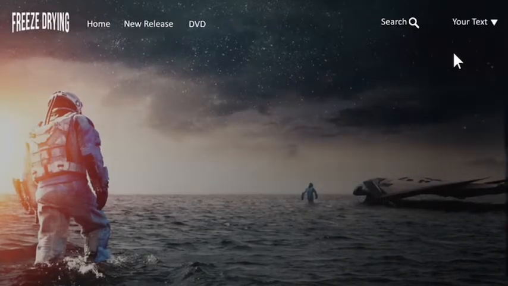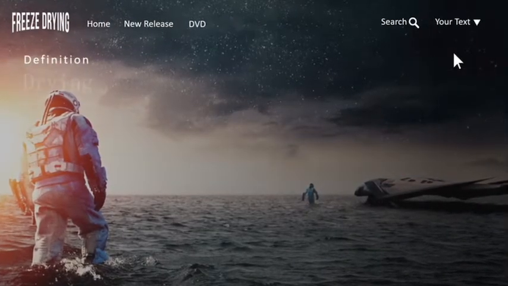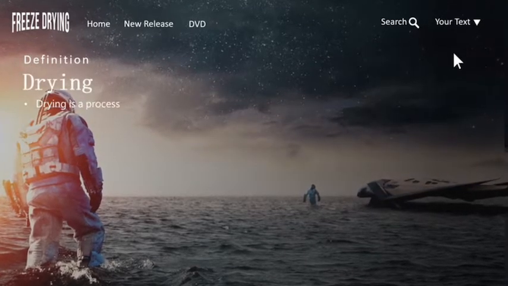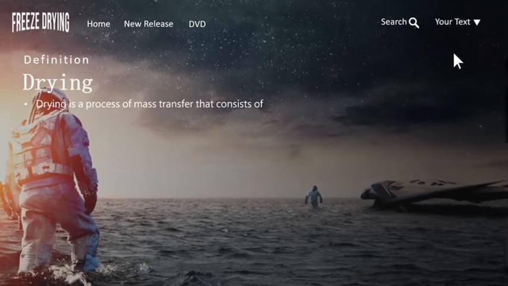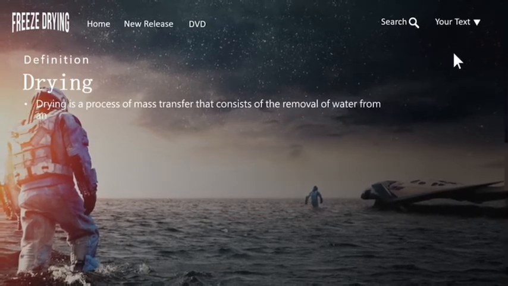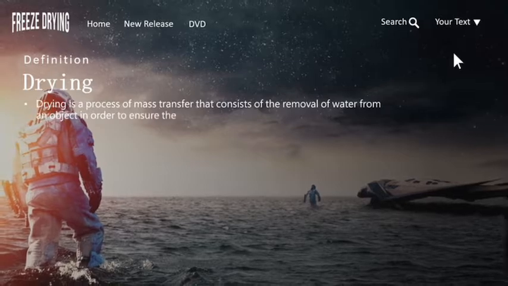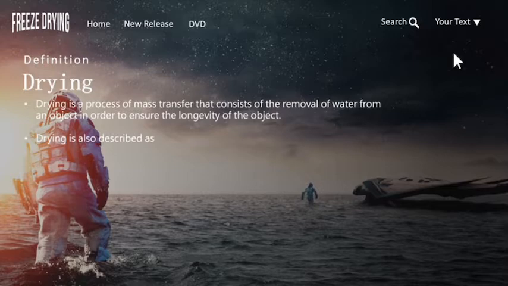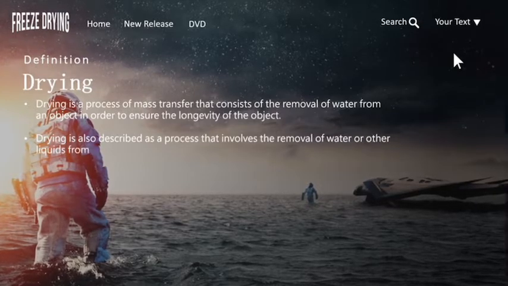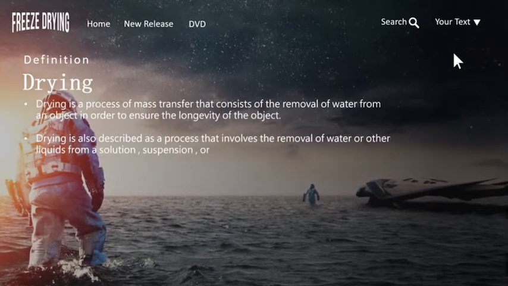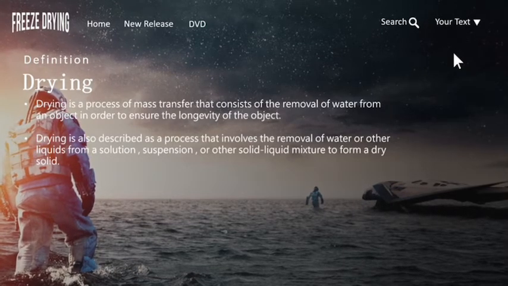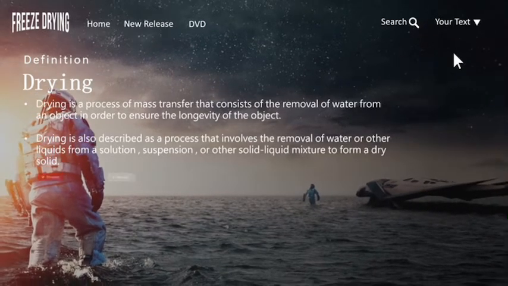Now, let us look at the definition of drying. What is drying? First of all, drying is defined as a process of mass transfer that consists of the removal of water from an object in order to ensure the longevity of the object. In other words, drying is also described as a process that involves the removal of water or other liquids from a solution, suspension, or other solid liquid mixture to form a dry solid.